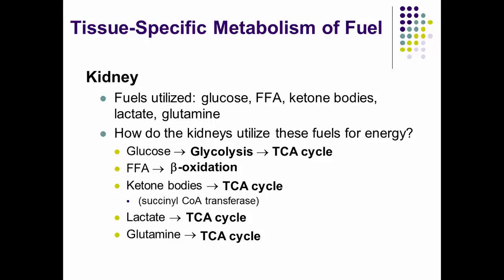And of course under the fasting condition, almost all the tissues will go partial oxidation, right, of glucose. Try to spare carbon skeleton. And fatty acids can be oxidized through the beta oxidation, and ketone bodies can be oxidized through TCA cycles, right? Lactate and glutamine can also be completely oxidized through the TCA cycles when they are used for energy production.